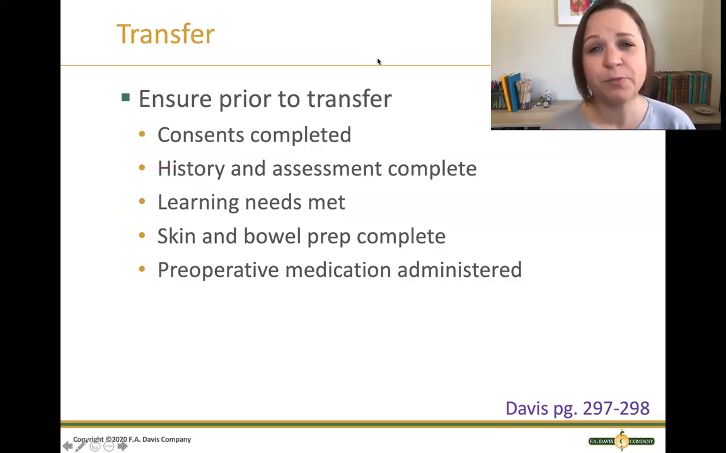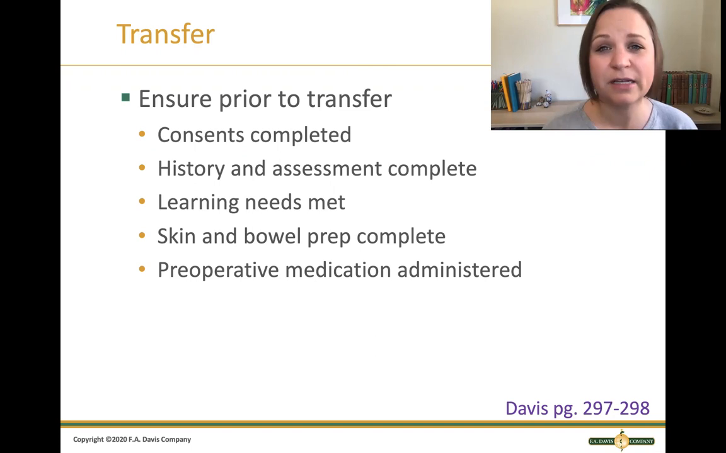Now, before leaving the pre-op holding area or the inpatient area, if this is being done on an inpatient unit, the nurse in charge of pre-op needs to make sure the following are completed: that all of the consent forms are completed, that the history and assessment of the patient is done, that the learning needs of that patient have been met, that any required skin or bowel prep are completed, and any pre-operative medications have been administered.